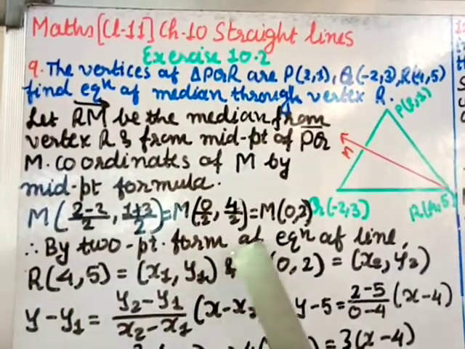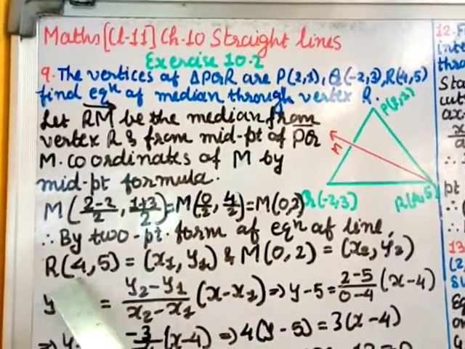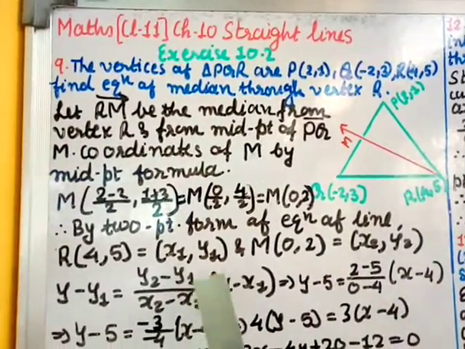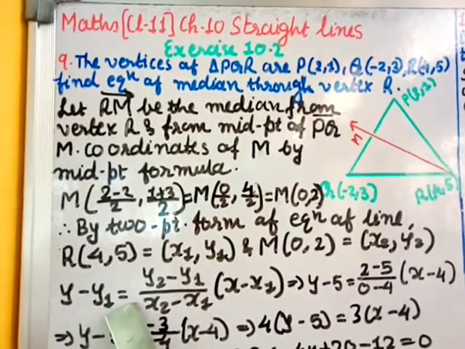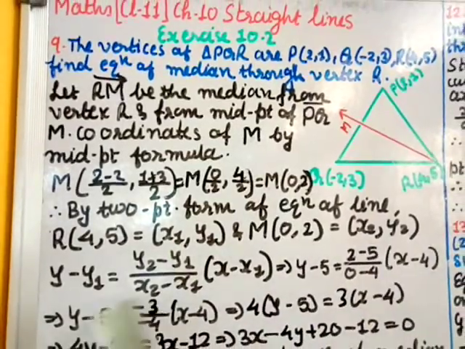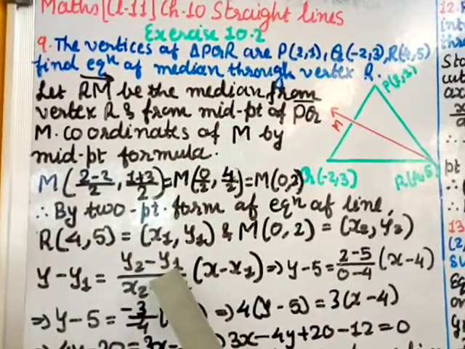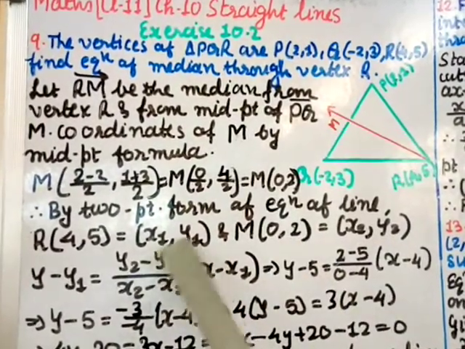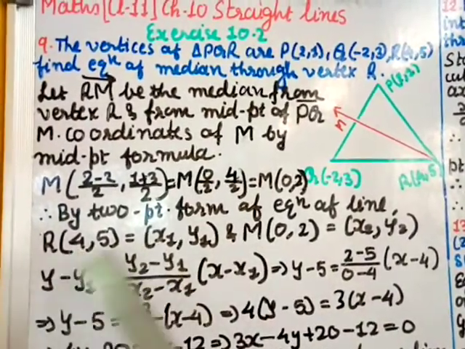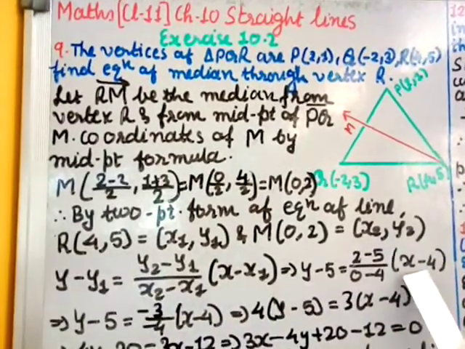Therefore, by the two-point form of the equation of a line, R (4, 5) you call x1, y1, and M (0, 2) call it x2, y2. The equation formula is y minus y1 equal to (y2 minus y1) divided by (x2 minus x1), into (x minus x1). Put these values. So y minus y1 is y minus 5, equal to y2 minus y1, so y2 is 2 minus y1 is 5, divided by x2 minus x1, so x2 is 0 minus x1 is 4, into x minus x1, so x minus 4.